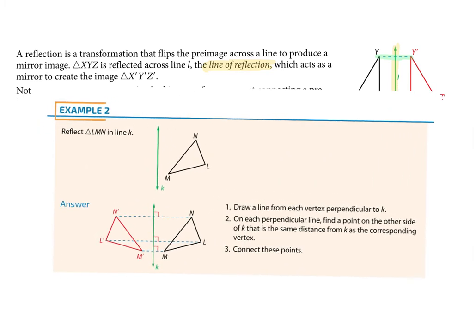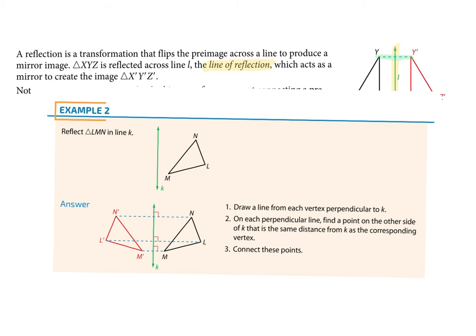So they have this pre-image here. They have the line of reflection, which is K. And all they've done is construct perpendicular bisectors from each of the points. And then they've measured from N to the bisector, and that's the same distance from the bisector to N prime. The result when you do that is these 3 points. You connect them and you have the reflected triangle.